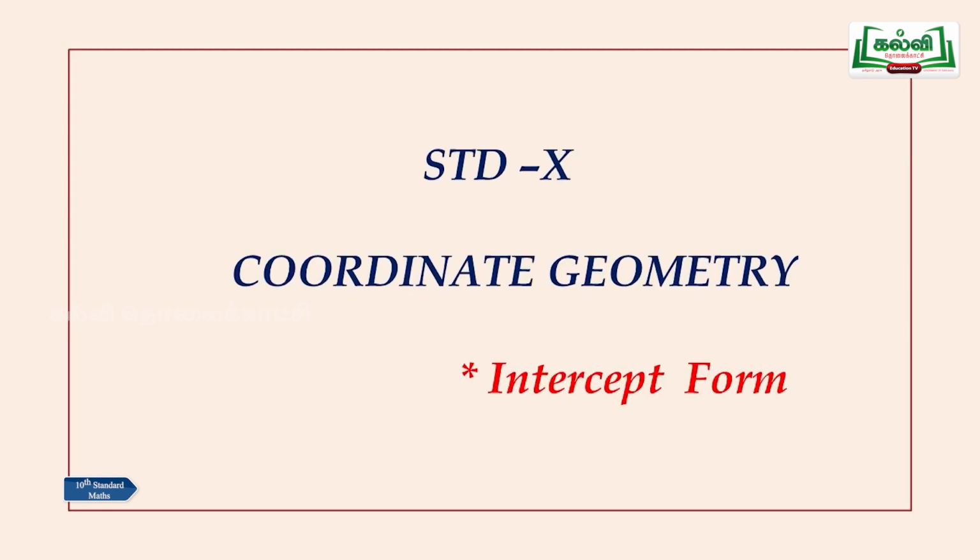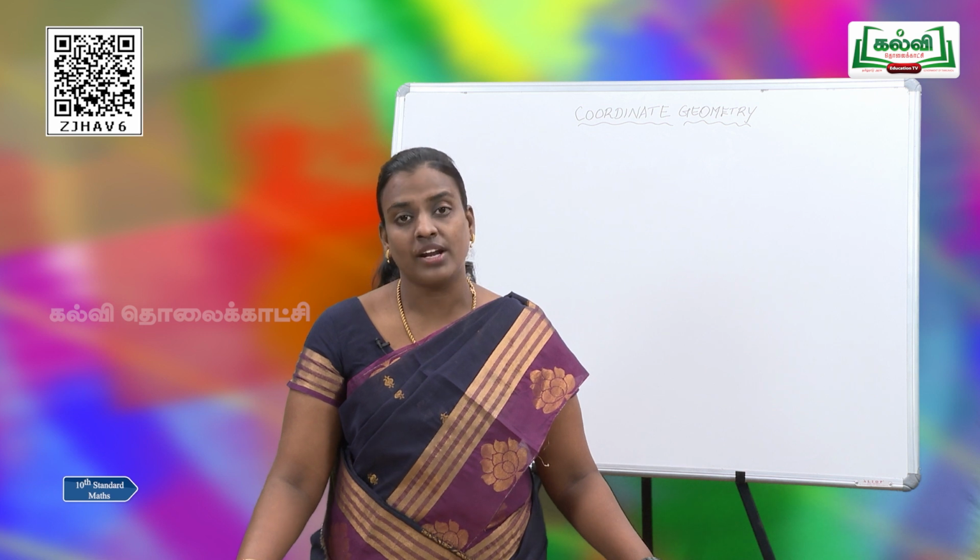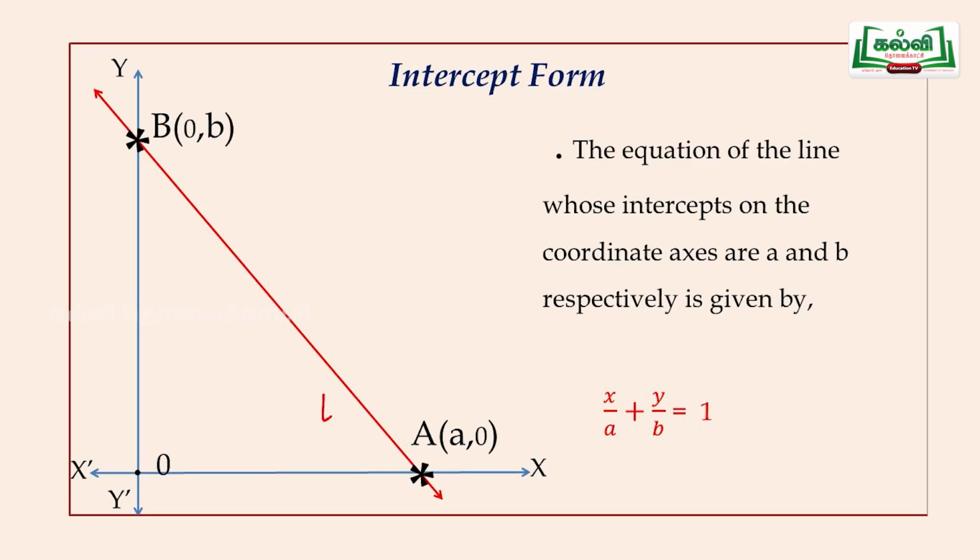Now in today's class, we are going to learn a new form which is known as the intercept form. Do you remember what we learnt about intercept? Yes, we learnt this when we did the coordinate axis. Suppose I take the x-axis and the y-axis and a line which is passing through both. That means the line meets the x-axis at the point a, 0 and the y-axis at the point 0, b. The intercept form is given by x by a plus y by b is equal to 1. Now what are a and b? a is the x intercept and b is the y intercept.